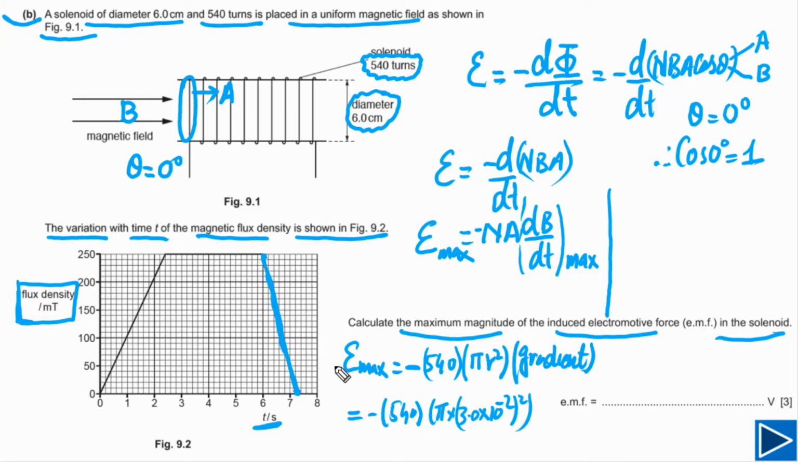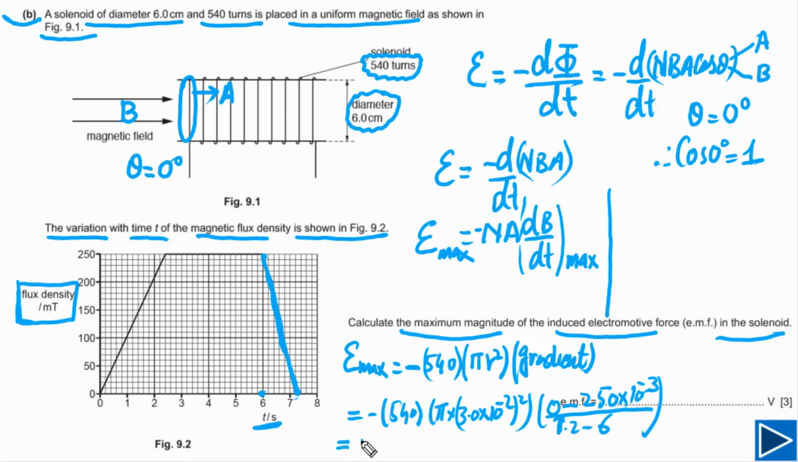So at this point we have 250 and here we have 0. So it means 0 minus 250, but this is in millitesla, so we have to multiply 10 to negative 3, divided by time. This is from 6 to 7.2. So the time in this case is 7.2 minus 6. We can solve this one and we can find out final answer.